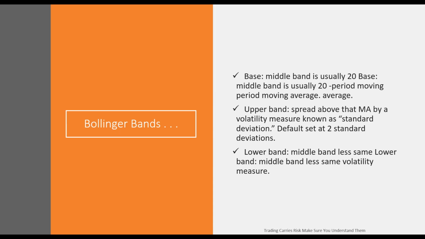Now, once we have this down, to build a Bollinger Band, we simply take the base, which is the middle band, a 20-period base, which is a 20-period standard moving average. We then have the upper band, which we have to put on our charts, and it's spread above the moving average by a volatility measure known as standard deviation. The default for Bollinger Bands is 2 standard deviations, or 2 times standard deviation. And the lower band, which is the middle band less the same volatility measure. So we have an upper band, a lower band, and a base band, which is the same as we saw on this chart right here.